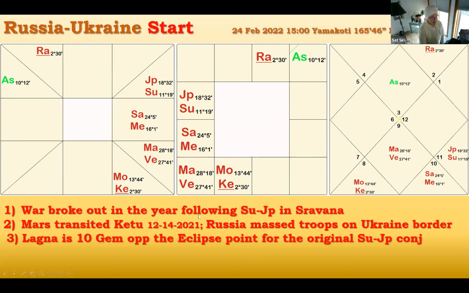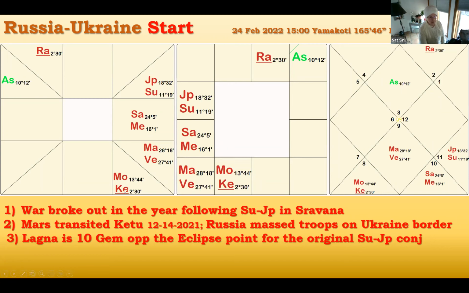So the war did break out in the year following the Sun-Jupiter. Mangal had transited Ketu back on December 14th of 21. That was when Russia was already massing the troops. And the Lagna, this 10th degree of Gemini, is exactly opposite the eclipse point of the original Sun-Jupiter conjunction. It's just about opposite the ascendant of the Sun-Jupiter conjunction chart.